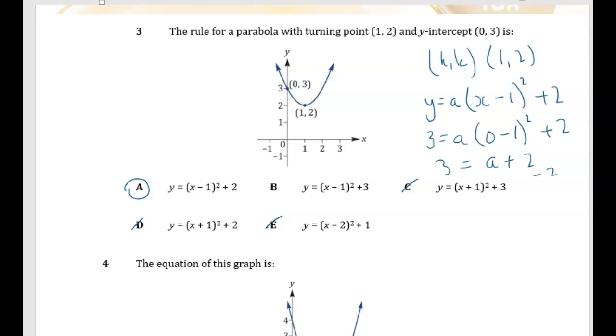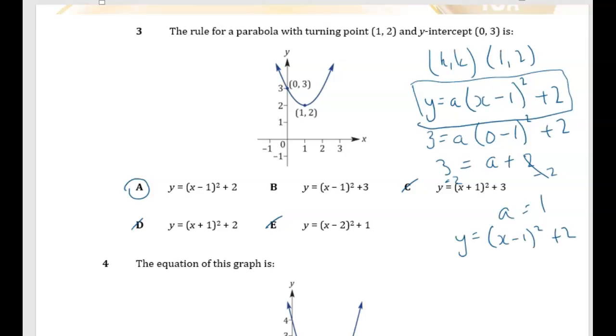Okay, minus 2 from both sides to get a by itself. So a is equal to 3 minus 2, which is 1. So rewriting that equation, going back up here, I know a is 1, so I'm just going to write y equals x minus 1 squared plus 2, and there's your equation. So if you wanted to know how to do it, otherwise you could do a process of elimination like I did at the start.